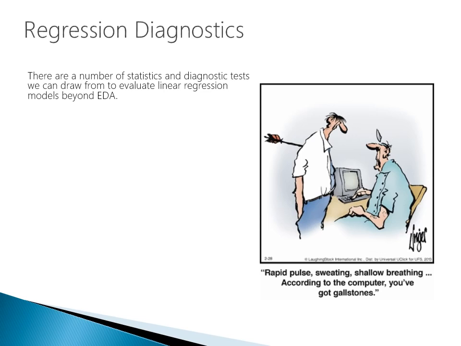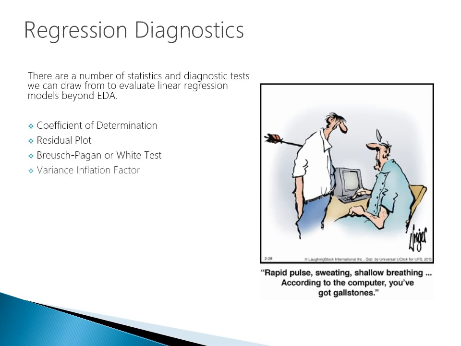There are a number of statistics and diagnostic tests we can draw from to evaluate linear regression models beyond EDA. Some of them include, and this is not an all-inclusive list, the coefficient of determination, residual plots, the Breusch-Pagan or White test. We can look at VIFs or variance inflation factors, influential observations, leverage points, Cook's distance, etc. And I'm going to get into these topics in detail in the upcoming slides.